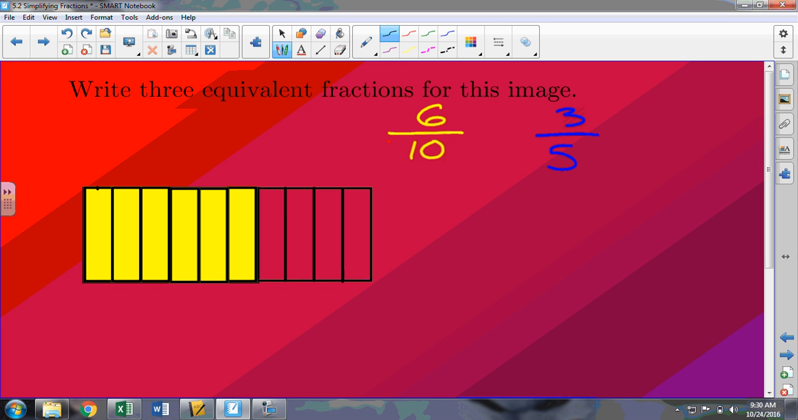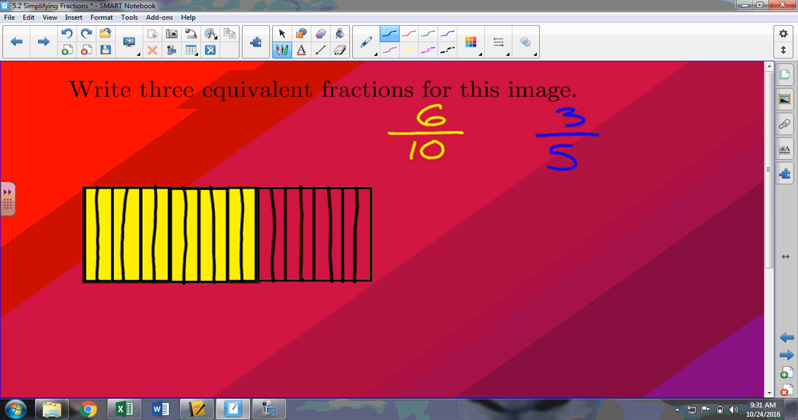If we split these into 2 pieces so that there are twice as many chunks, we could have created bigger numbers. And when you do it this way, what you're actually doing is multiplying by 2, which would have given us 12/20.